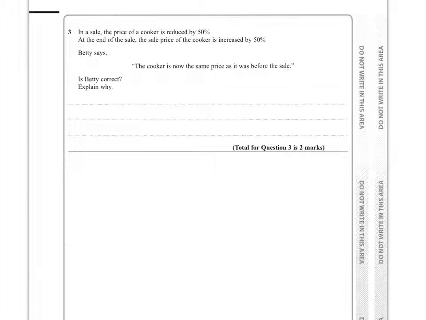Question 3. In a sale, the price of a cooker is reduced by 50%. At the end of the sale the price of the cooker is increased by 50%, and Betty says that the cooker is now the same price as it was before the sale. Well, one way of explaining this, and I do this with students sometimes, is if you think of a whole glass of water, and I'll split this into quarters here. If you poured out half the glass of water, then you'd be left with just half a glass.